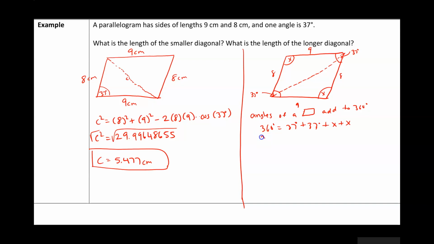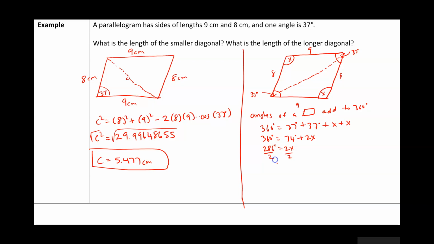If I combine my like terms, then I have 360 equals 37 plus 37, which is going to be 74, plus 2x. Then I have to solve this equation. So I subtract 74 from both sides. I have 360 minus 74. This gives me 286 degrees equals 2x.